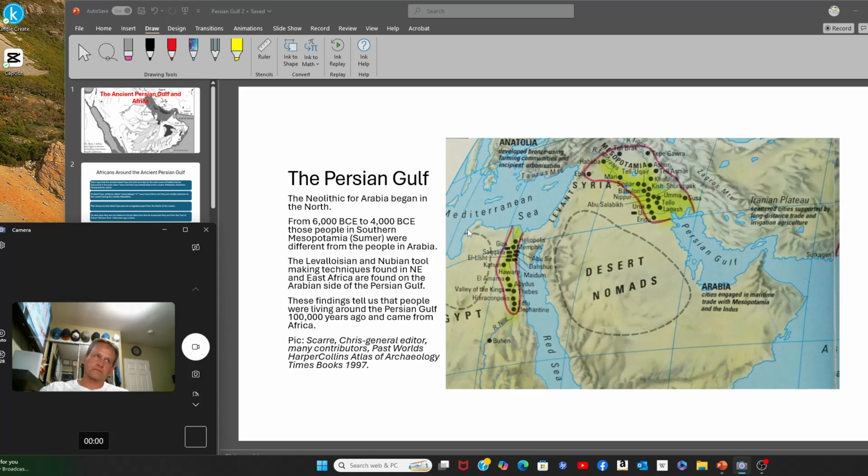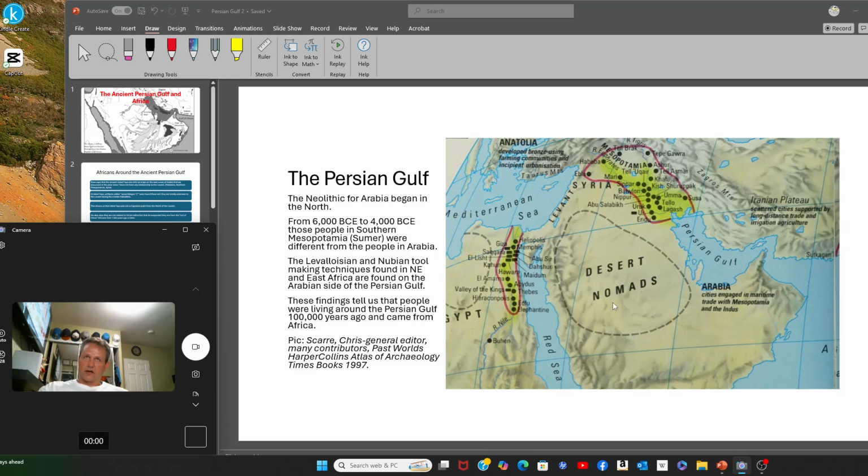The Persian Gulf. The Neolithic for Arabia began in the north. From 6000 BCE to 4000 BCE, these people in southern Mesopotamia, or Sumer, were different from the people in Arabia. So we can see Sumer is this green area, circle, at the bottom half of this red circled area. And you got cities like Eridu, Uruk, right? These famous cities. You got Susa, the famous city in Iran. And then on the Iranian plateau over here, it says scattered cities supported by long-distance trade and irrigation agriculture.